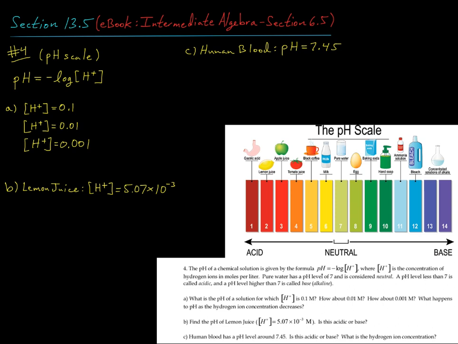Okay, so to compute the pH, we're going to compute this quantity right here. So we take the opposite of the log of this expression right here. This is a bracket with an H plus. And what is that thing? Well, this symbol here denotes the concentration of hydrogen ions for the substance in moles per liter.